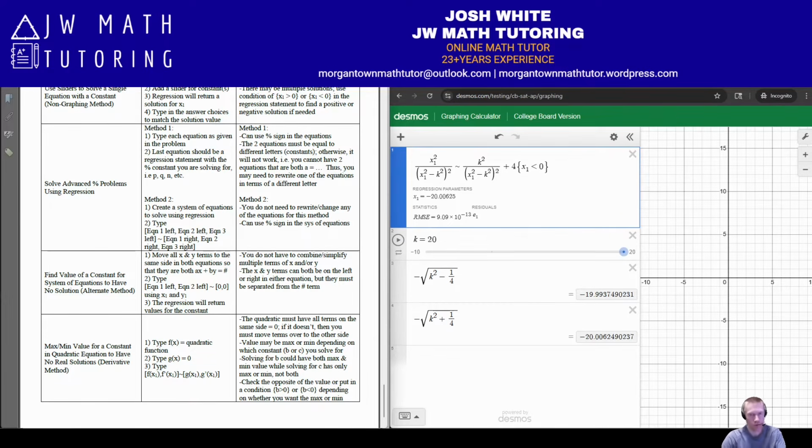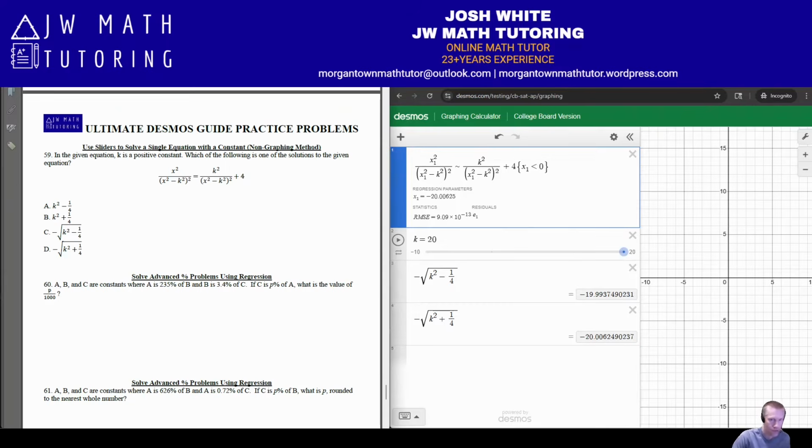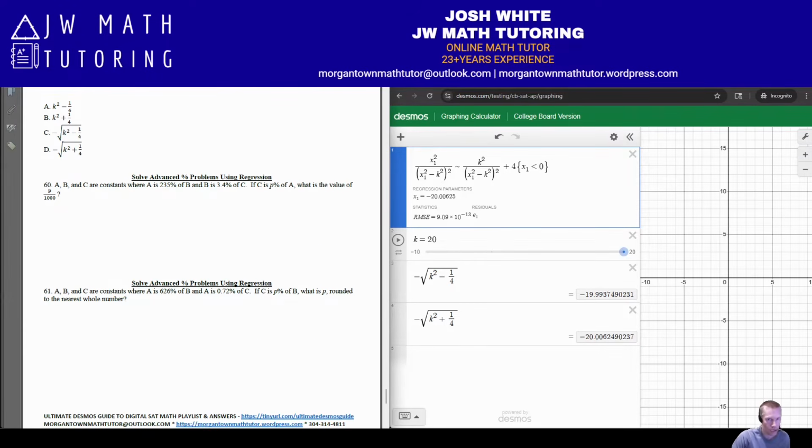That's the first method, so I'm going to go through and show you how to do that, and then we'll take a look at the second method after that. So now going to the worksheet, we're looking at question number 60 here.